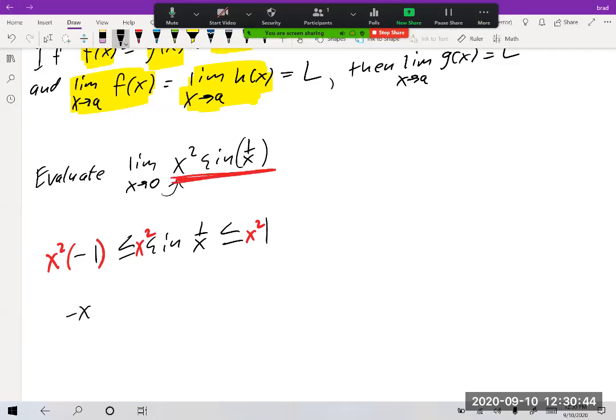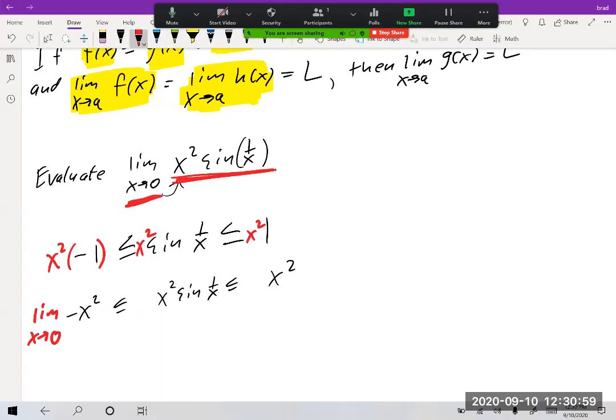So now I have negative x squared is less than or equal to x squared sine of 1 over x, which is less than or equal to x squared. Then I'm going to take the limit of each piece of this compound inequality, limit as x approaches 0. Basically I'm building this problem from scratch. So we have the limit as x approaches 0 of each one of these pieces.